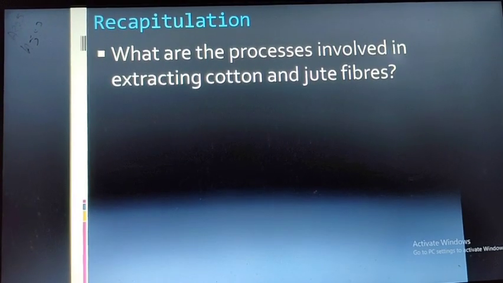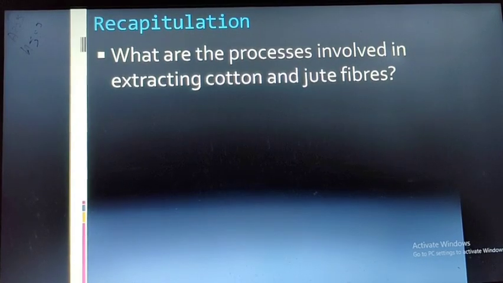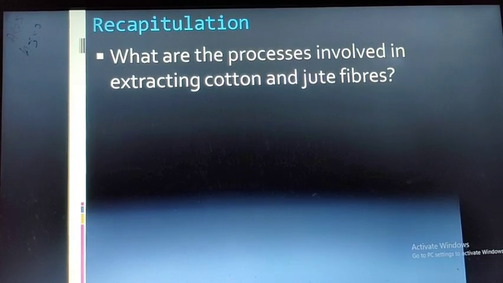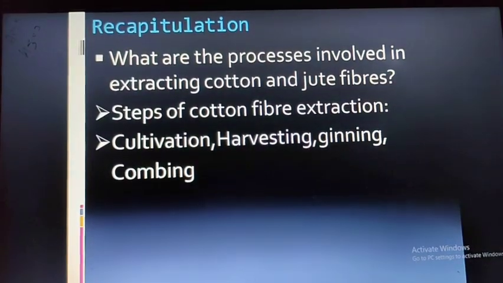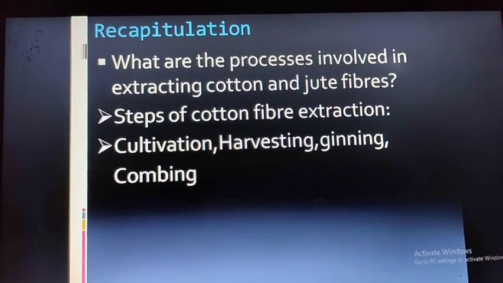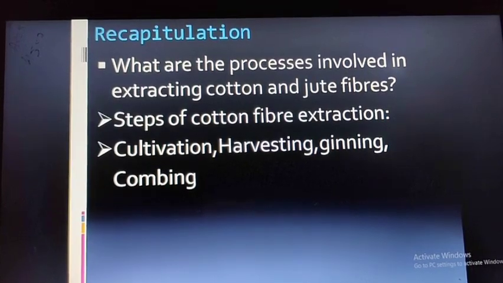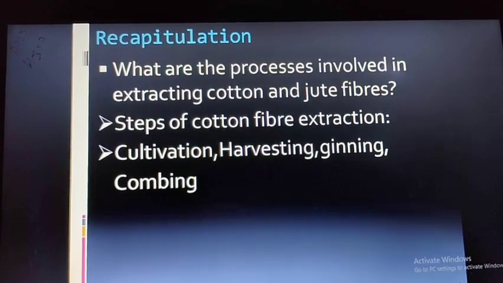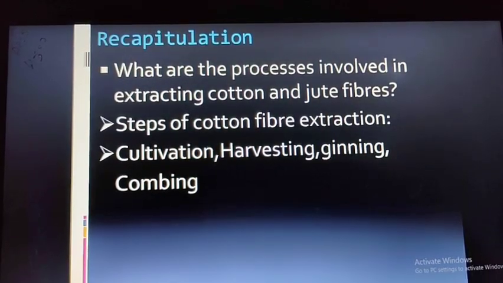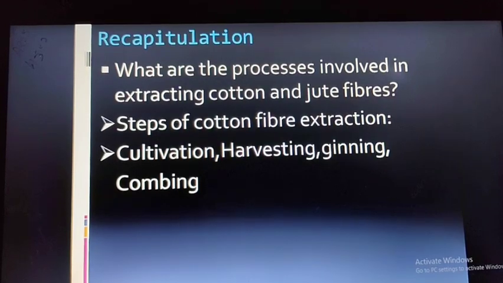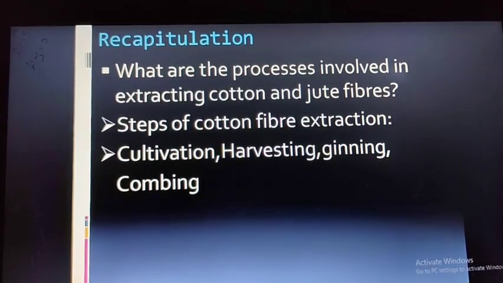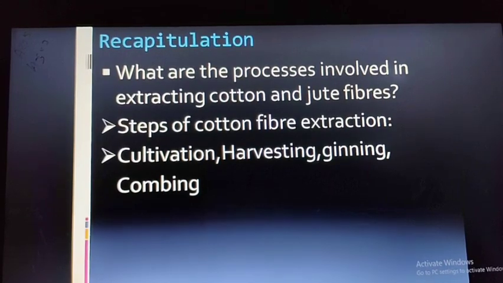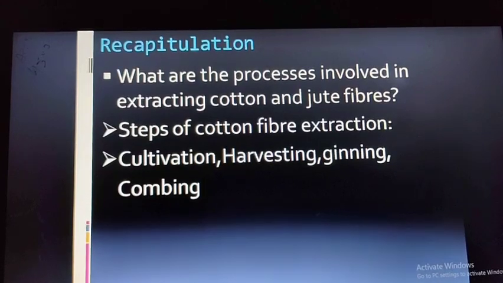What are the processes involved in extracting cotton and jute fibers? So the steps involved in cotton fiber extraction are cultivation, harvesting, ginning, and combing. We already discussed that in cultivation, cotton plants are grown in large fields. They require black soil and warm climate for the proper growth. The fruits of the cotton plants are called cotton ball. When they get matured, they burst and open.